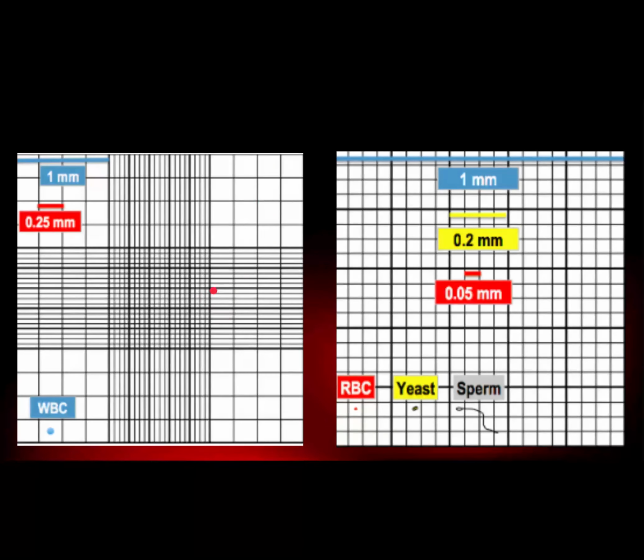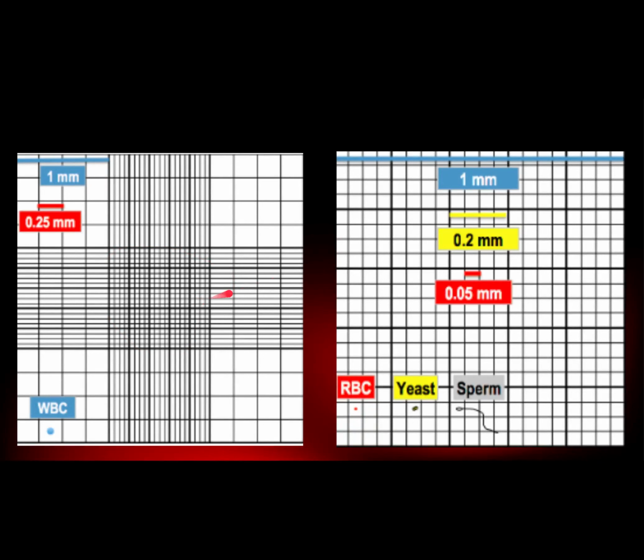Next, we have our one large central square. The one large central square is subdivided into 25 secondary or intermediate squares. So we can see that this is 1, 2, 3, 4, 5, and then 1, 2, 3, 4, 5. 5 by 5, or 5 times 5, is equal to 25. So again, the one large central square is subdivided into 25 secondary intermediate squares. This area is where we count our red blood cells.